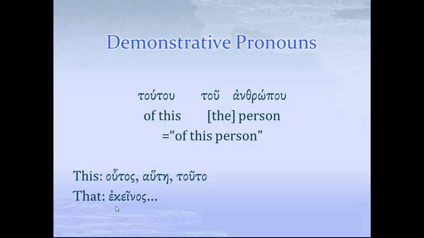The word for "that" is going to look something like this. It doesn't look like anything that you would confuse it with, so it's pretty simple. Except, of course, that in Mounts you're just going to get an R to tell you that it's a pronoun, I believe. Okay, but those are demonstrative pronouns for this and that, these and those.